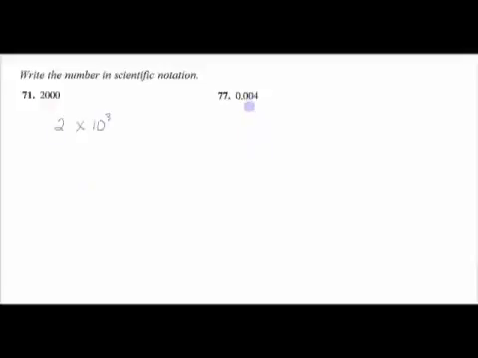Here, 0.004, I'm going to have a 4 times 10 to what power? 1, 2, 3, a negative 3. This number is not 4, it's much smaller than 4. So we have to take 4 and multiply it by a number with a negative exponent to make it much smaller.